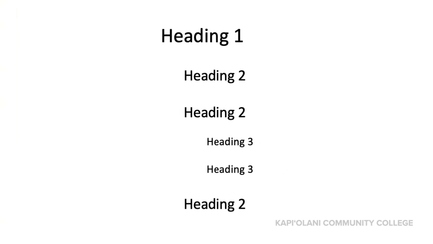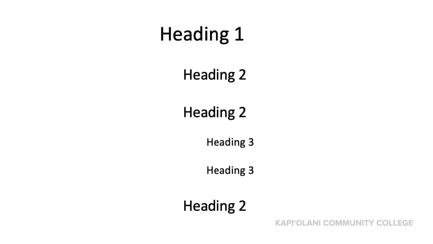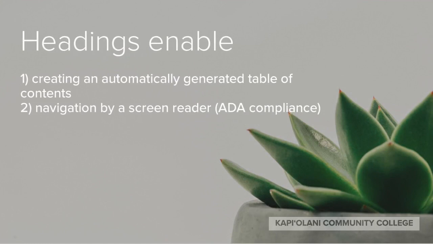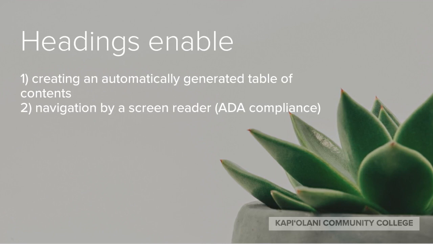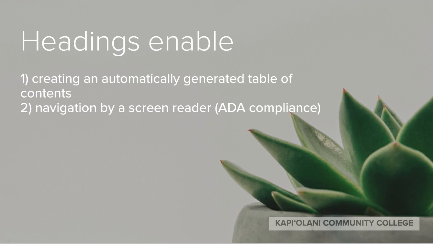So for example, you may have a heading structure like this in your document. Heading 1, then heading 2 again, then heading 3's inside heading 2, then back to heading 2. In addition to making your document better organized, easier to read, and more attractive, using section headings will give you two major advantages, such as creating an automatically generated table of contents and navigation by a screen reader.